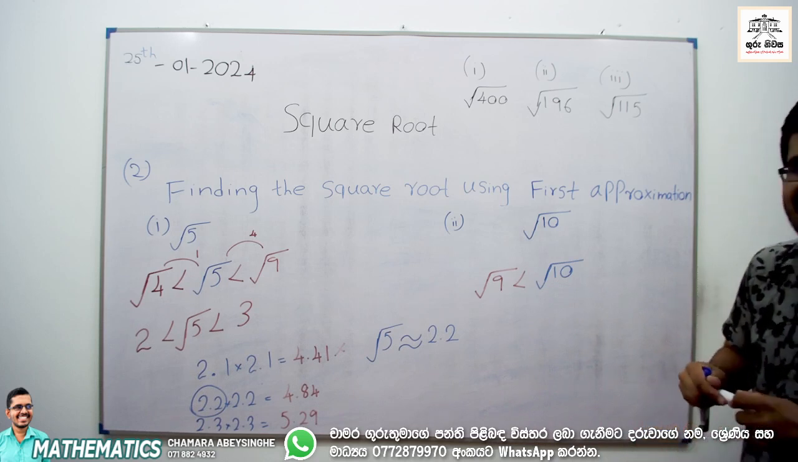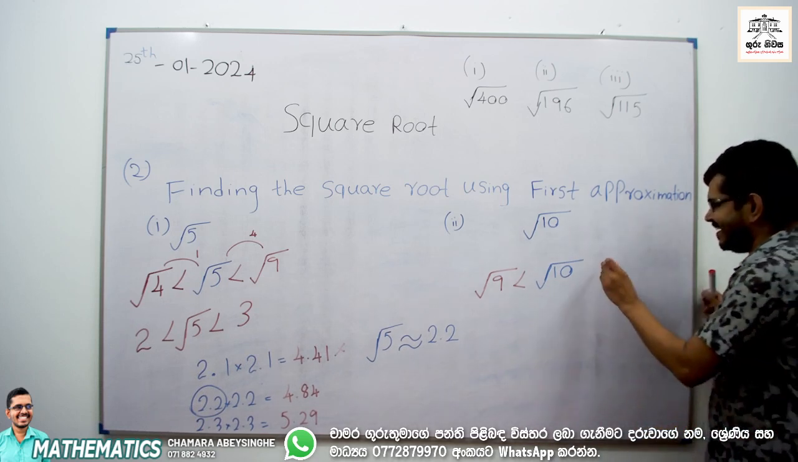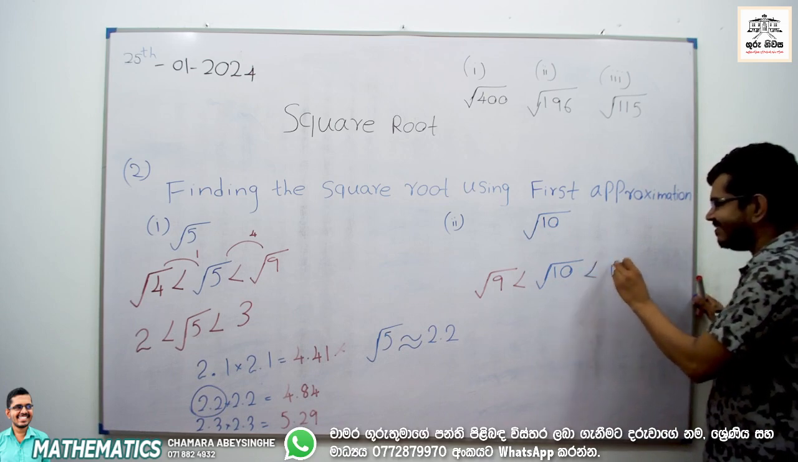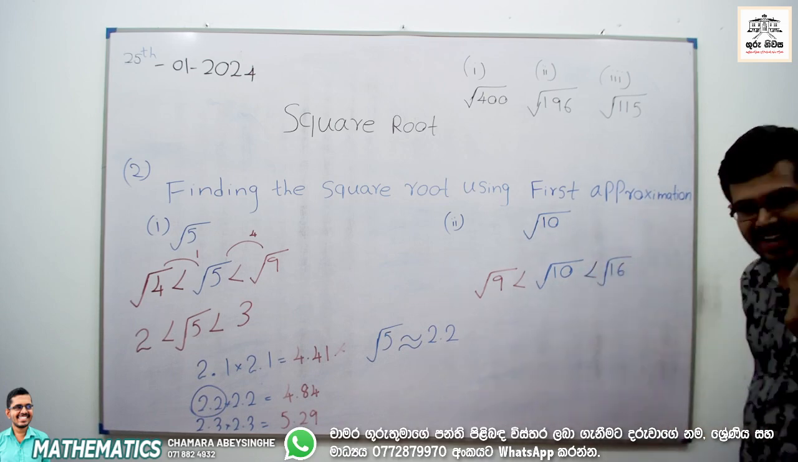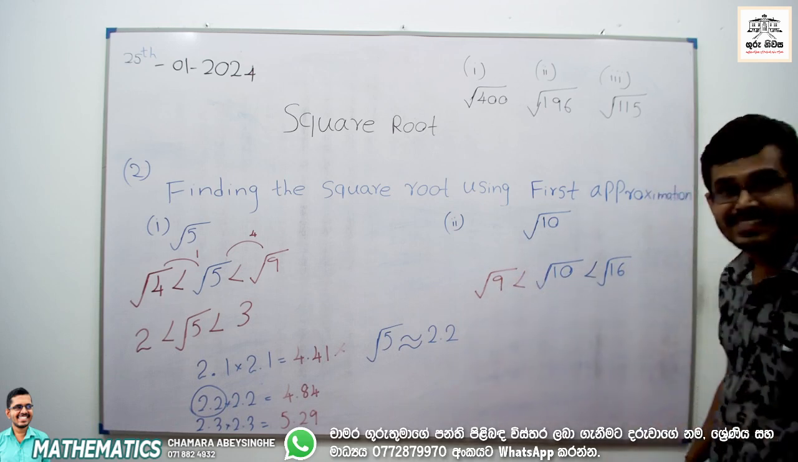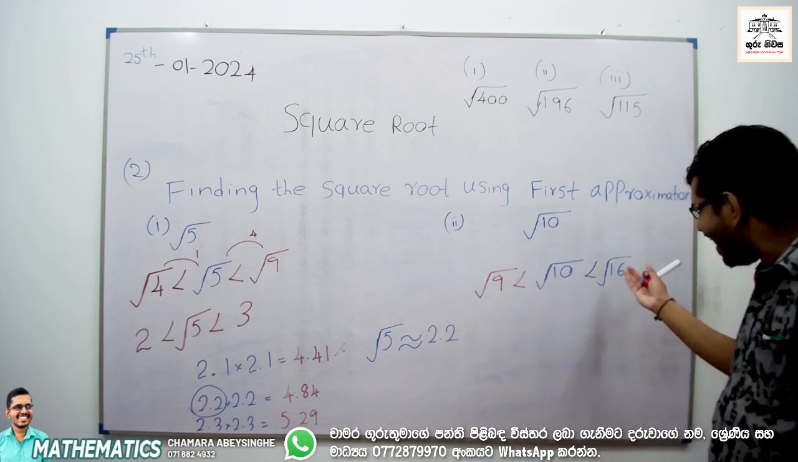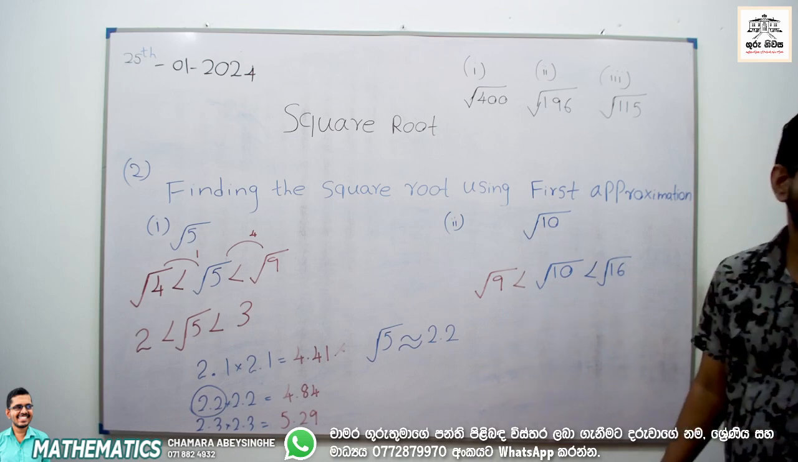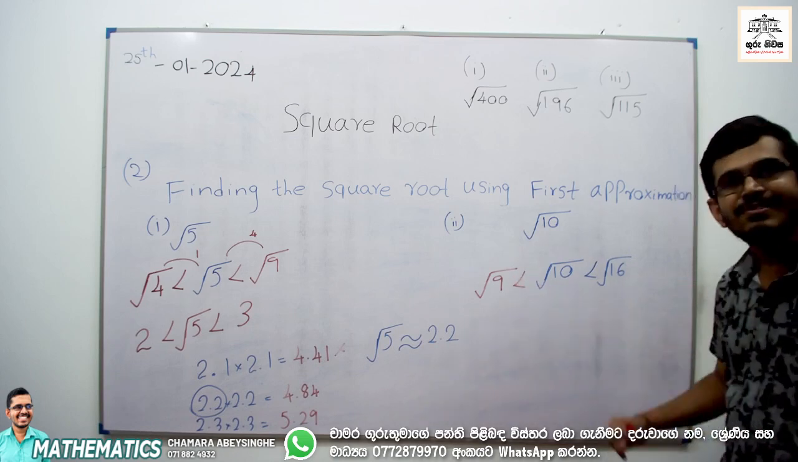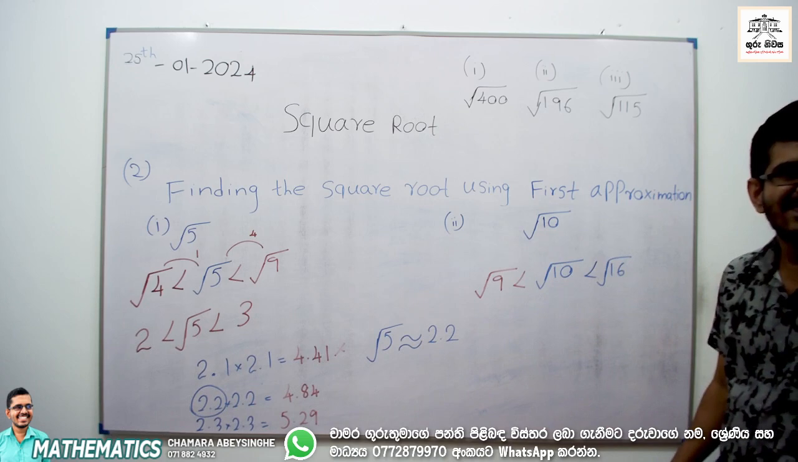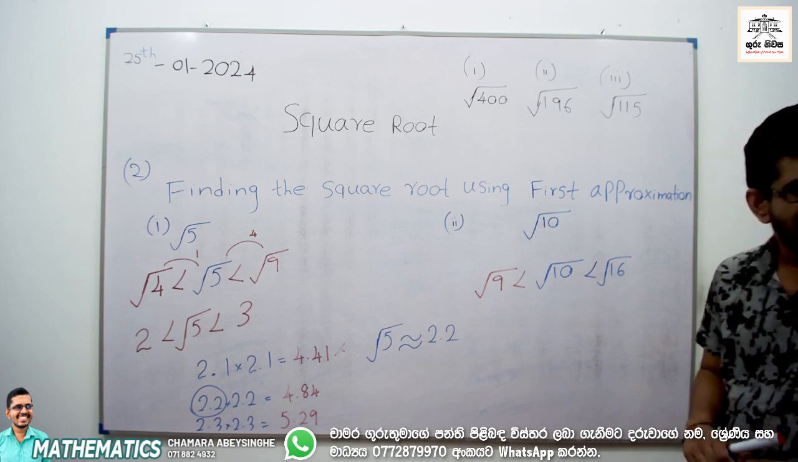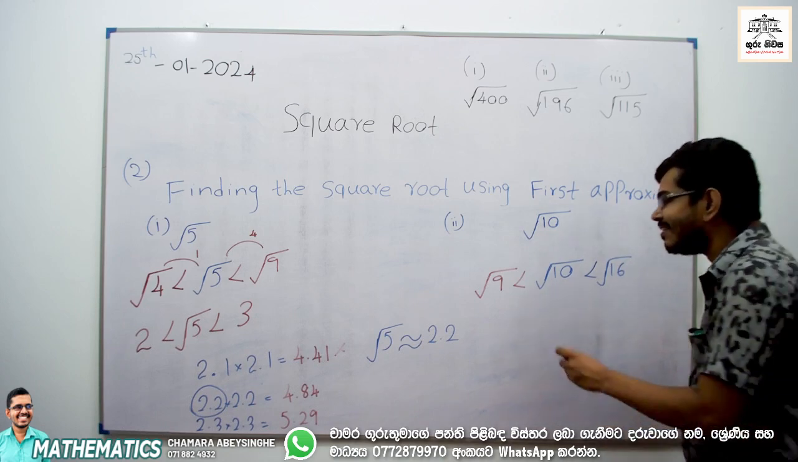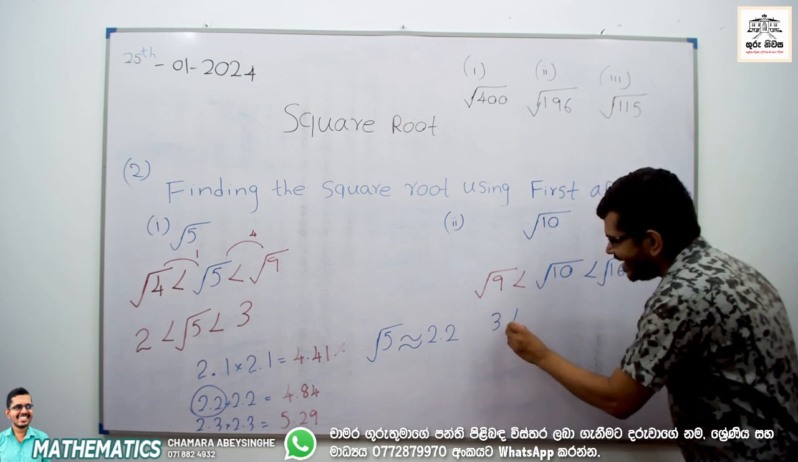16 is the greatest one. On your left-hand side, the nearest less-than number, and on the right-hand side, the nearest greater-than number. Square root 9 is what? What is the value of the square root 9? Square root 9 is 3.